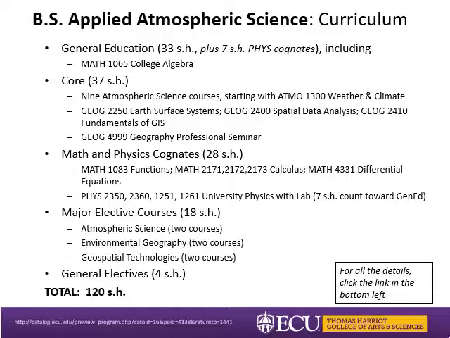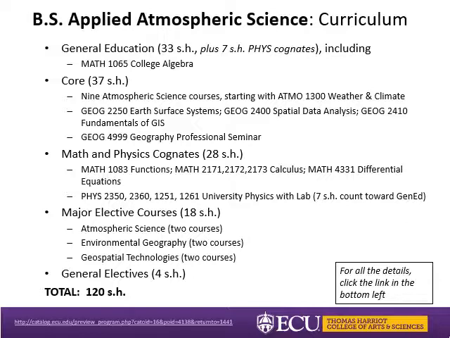Next, the core courses include 9 atmospheric science courses, along with Geog 2250, that's Earth Surface Systems, Geog 2400, Spatial Data Analysis, Geog 2410, Fundamentals of Geographic Information Systems, or GIS, as well as Geog 4999, that's the Geography Professional Seminar, which you'll take in your senior year.